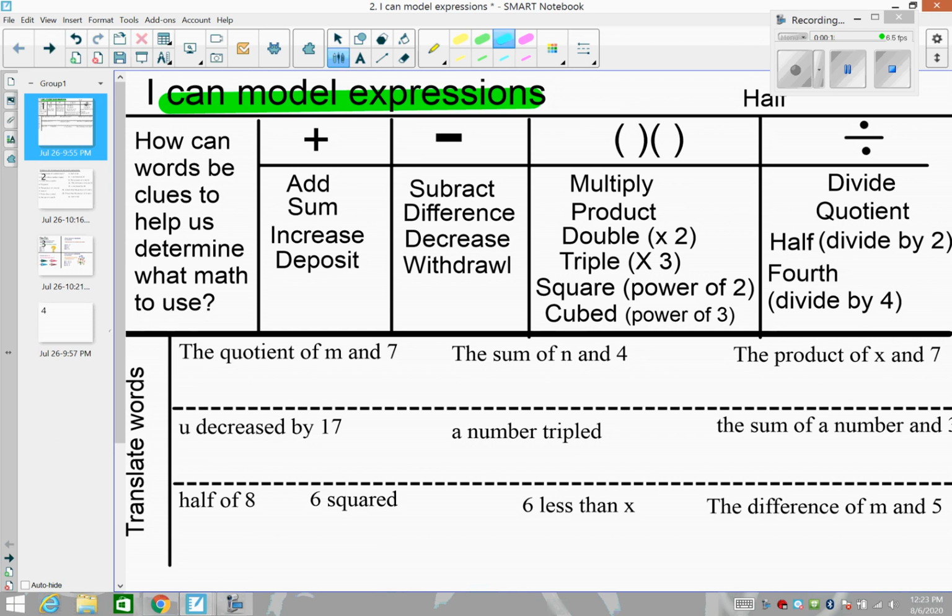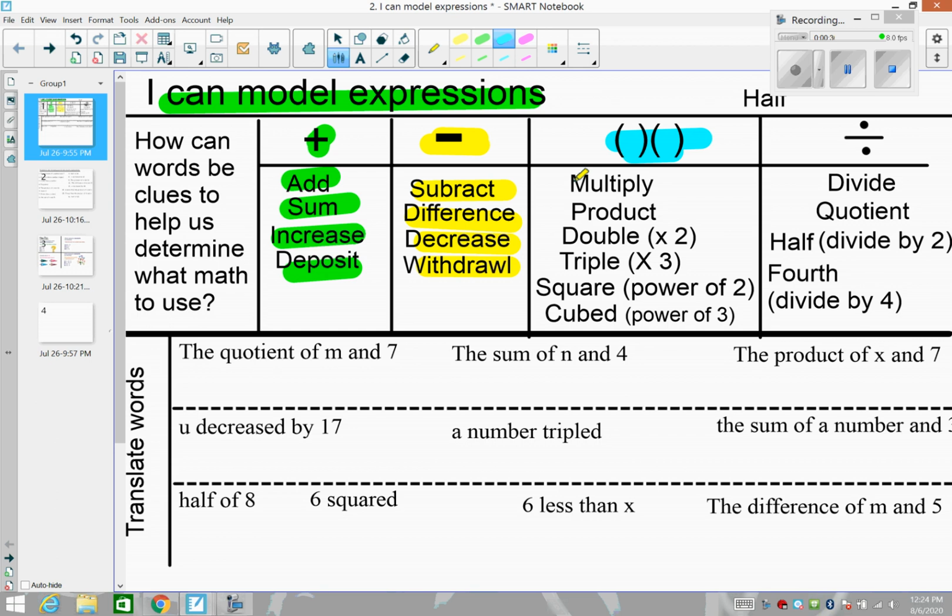So we have add, sum, increase, deposit. You might have heard those words before. Those are all considered addition or positive changes. Subtract, difference, decrease, or withdrawal. Like you take money out of your bank account, you would decrease your account.